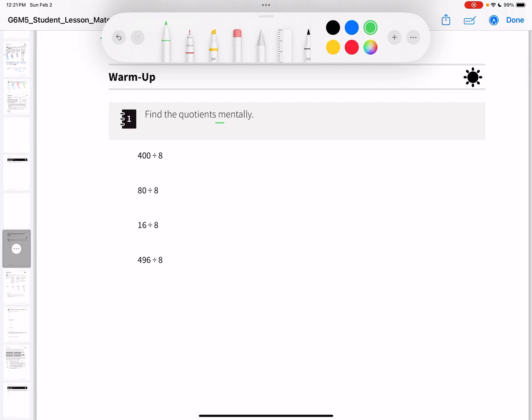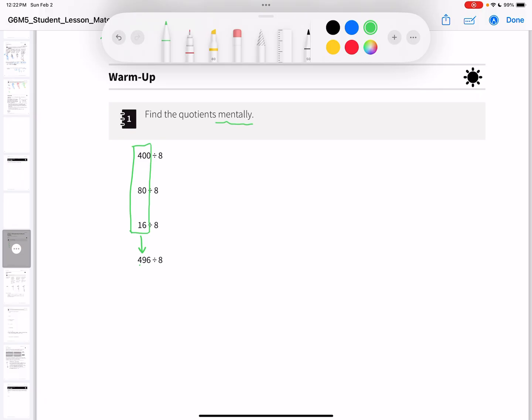Find the quotients mentally. Gotta love that word. All right, so we're looking at doing 400 divided by 8, 80 divided by 8, 16 divided by 8, which are all things that I can do in my head. And then we get down to here and see 496 divided by 8. Ugh. If you were just looking at the last one, you might think, wow, I don't know how I can do that in my head. But then you look and see that all of these that we can do in our head, when added together, actually equal 496.